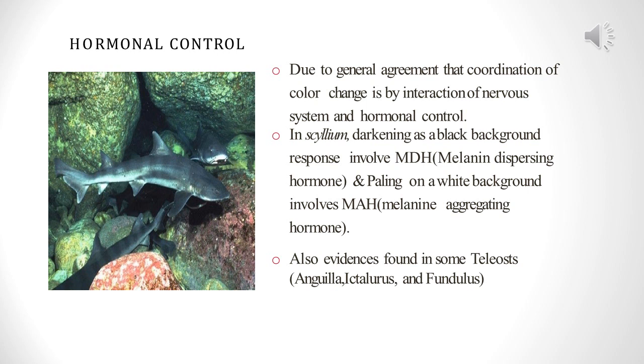The adjustment is of different types, the same as the hormonal control. There is general agreement that coordination of color change is by interaction of the nervous system and hormonal control. In Scyllium, darkening as a black background response involves MDH, a hormone known as melanin dispersing hormone, and paling on a white background involves MAH, another hormone known as melanin aggregating hormone. These hormones govern the color change in the Scyllium species.